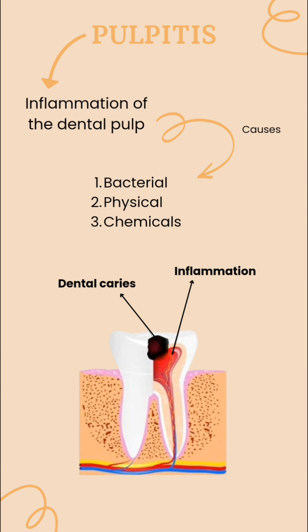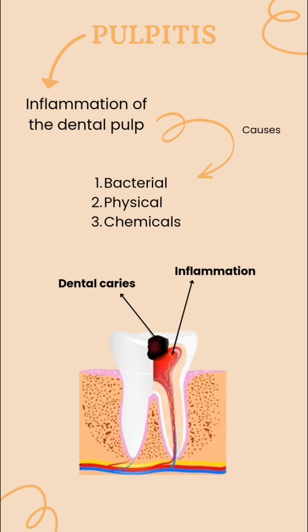It's important to know what a pulpitis is. A pulpitis is the inflammation of the dental pulp. We have three main causes: bacterial, physical, and chemical. The bacterial causes are the most common, with pathogens such as Streptococcus mutans, Lactobacillus, and anaerobic species.